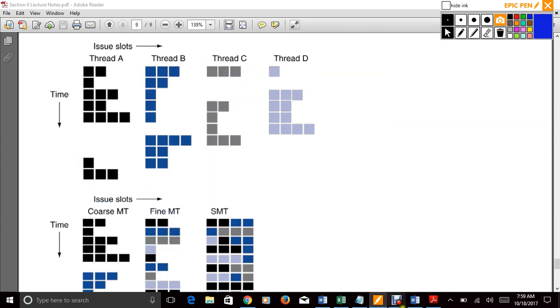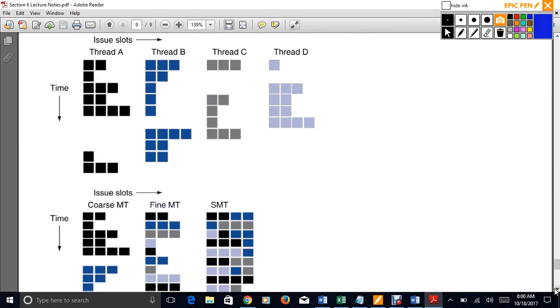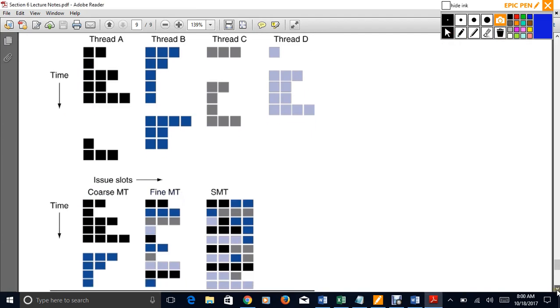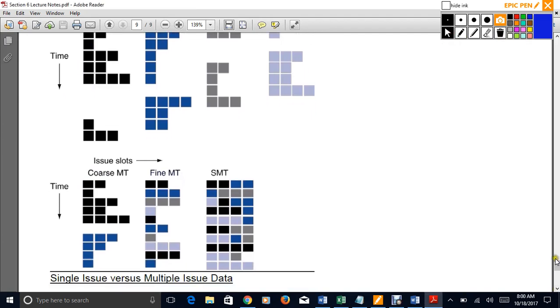So let us compare what coarse grain, fine grain, and simultaneous multi-threading are. Coarse grain, every cycle, we're going to keep going until we encounter one of these big stalls here. So you see how coarse grain is using everything from thread A? And then we hit a stall, and then you're going to see it go to thread B. Now it keeps going like that.